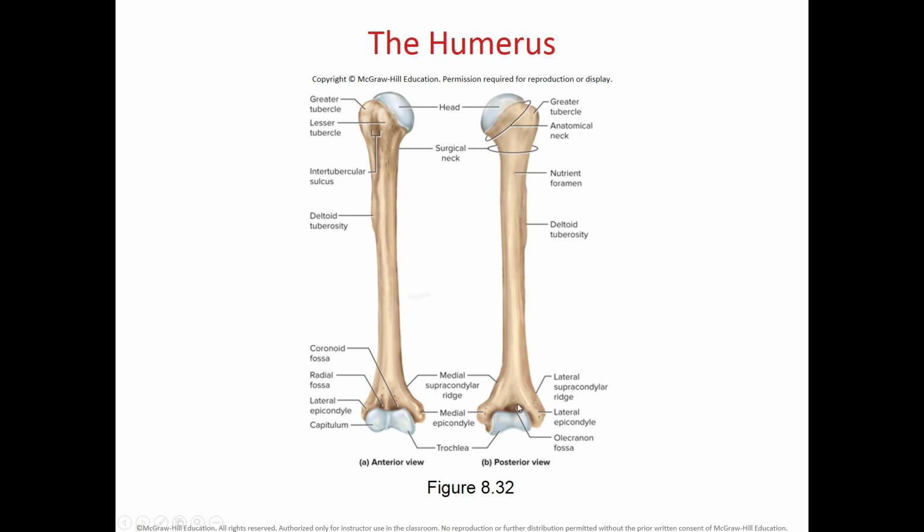And then you see the trochlea below the olecranon fossa, and then on the sides of the olecranon fossa you have the lateral epicondyle, the lateral supracondylar ridge, and then on the medial side and superior to the trochlea you have the medial supracondylar ridge and the medial epicondyle.